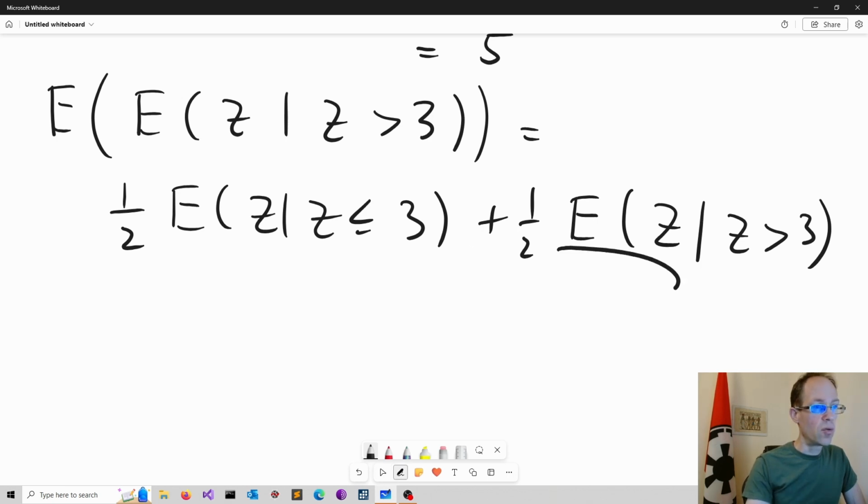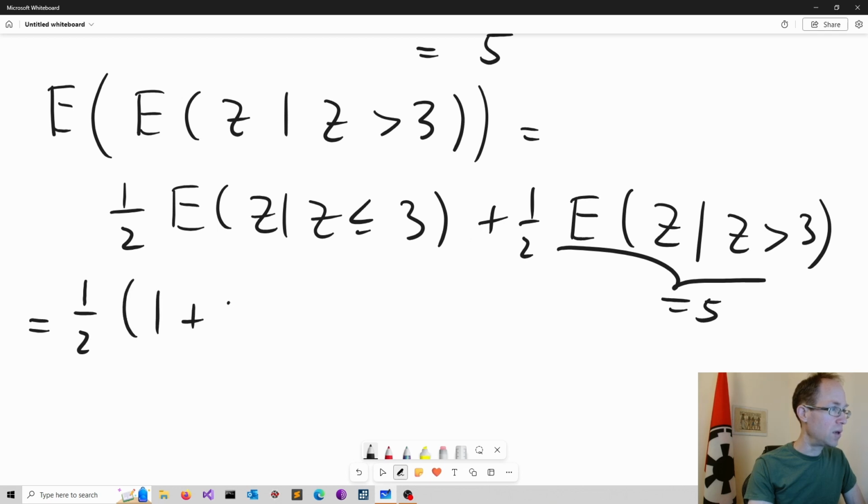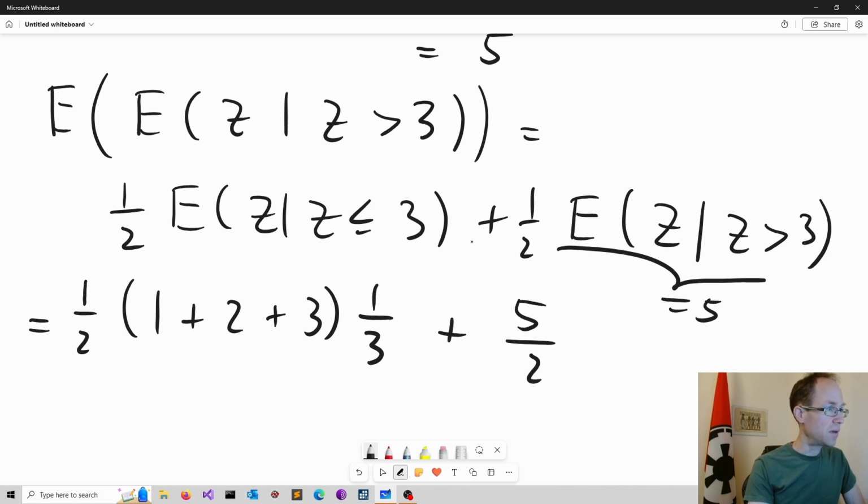So we already know this part here. We consider in this case only the outcomes 1, 2, 3, which are all equally likely. So we would obtain 1 plus 2 plus 3, times 1/3, plus 5/2. So that should give us 2 here, and that should give us 1 for the first bit, so 7/2, 3.5.